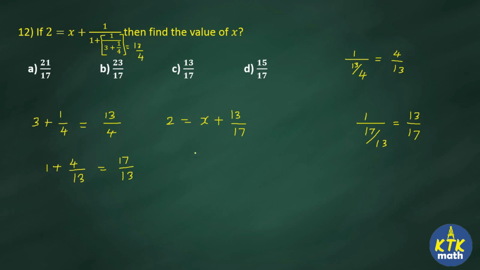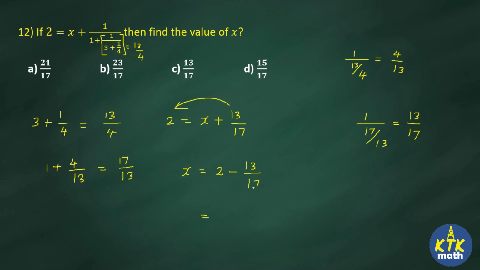Now what is the x value? I told you already, you need to shift this fraction to the opposite side. So how will it be? 2 minus 13 by 17, because this is given in terms of plus. See, you may ask me, in the previous question when I was shifting the fraction I took the reciprocal. Here I am not doing it, because when the symbol is multiplication the fraction will be reciprocal. Okay, but in the case of plus it will be minus only.